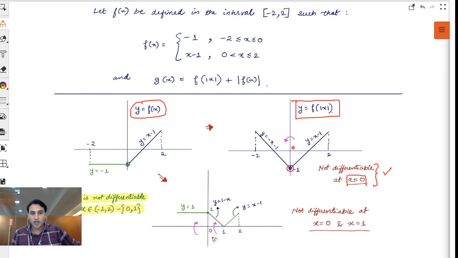Now let's plot mod fx. Whose graph is this? Now I am plotting y is equal to mod of fx.